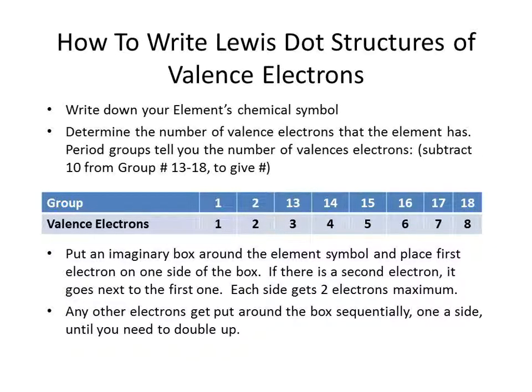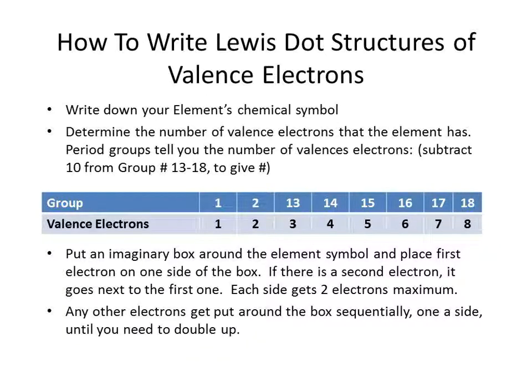You're going to put an imaginary box around the element symbol and place the first electron on one side of the box. I'll show you what that means in a minute. If there is a second electron, it goes next to the first one. Each side can get a maximum of 2 electrons. You can't have any more than 2 electrons per side of your box. Remember, your box is 4-sided. Any other electrons get put around the box sequentially, one per side until you need to double up.